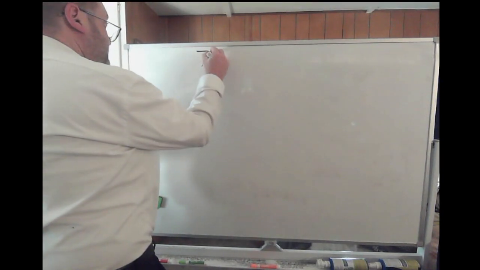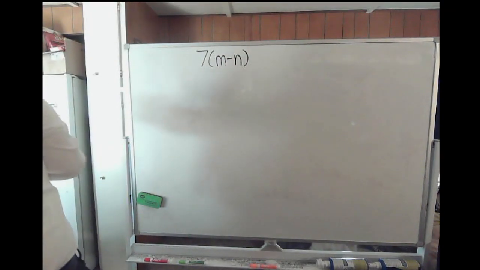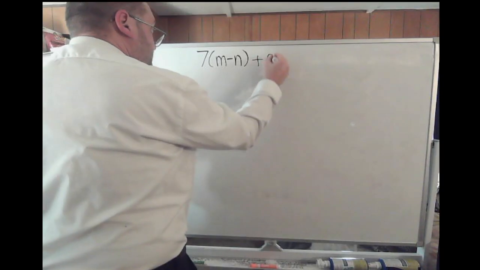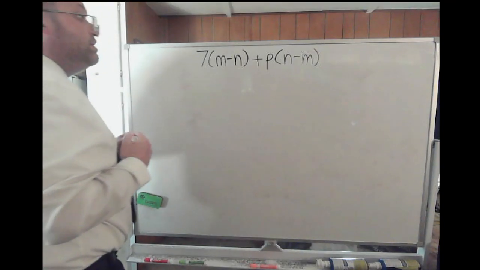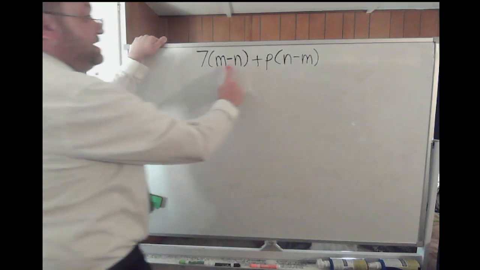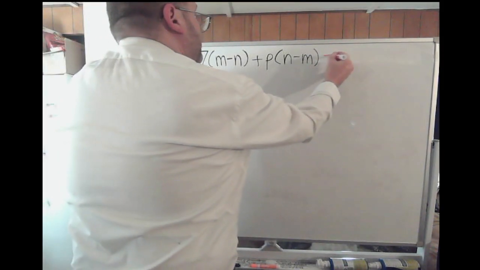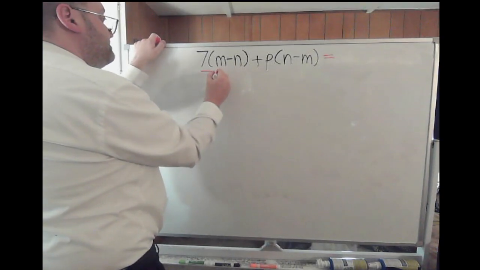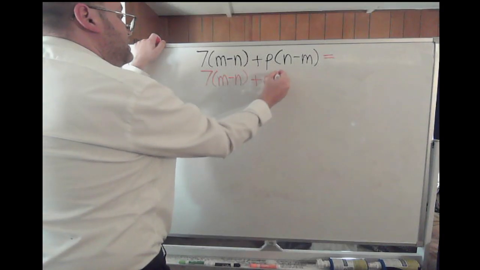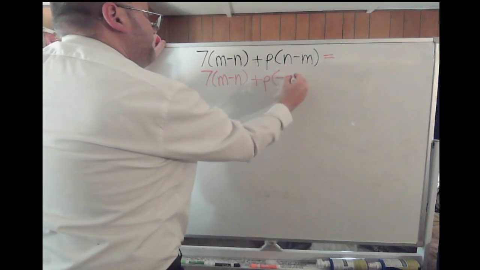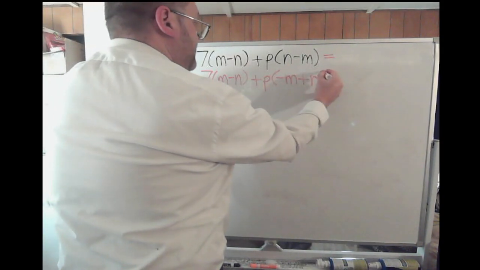Alright, I got 7 times the quantity of m minus n plus p times n minus m. Well, how the heck are we going to factor that? m minus n and n minus m almost look similar, but they're not the same. What we can do first, rewrite this as 7 times the quantity of m minus n plus p times the quantity of negative m plus n, because n minus m is the same as negative m plus n.